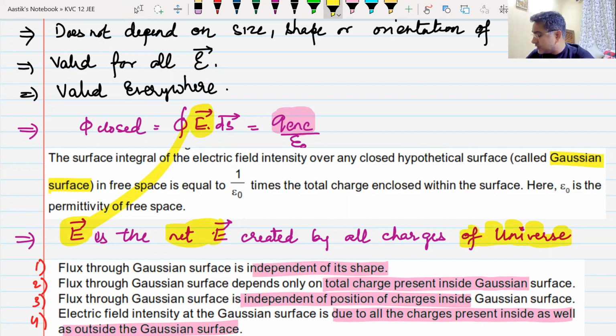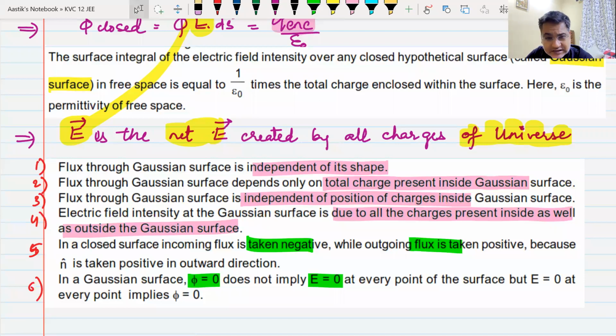And I had given you some points on that. Flux through the Gaussian surface is independent of the surface. It only depends on the total charge. It is independent of the position of charge. It is independent of the type of electric field it is put in. Incoming flux is taken as negative. Outgoing flux is taken as positive, and all those points. Do we remember this? Yes or no?